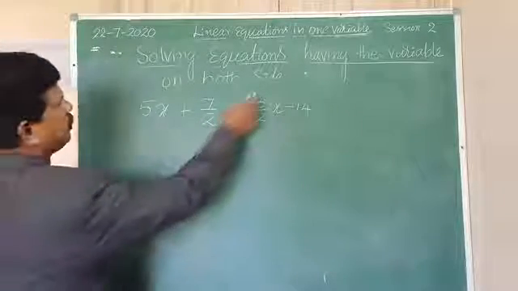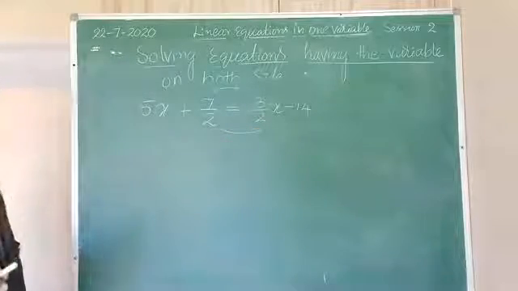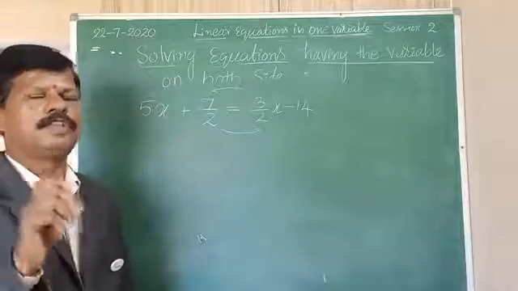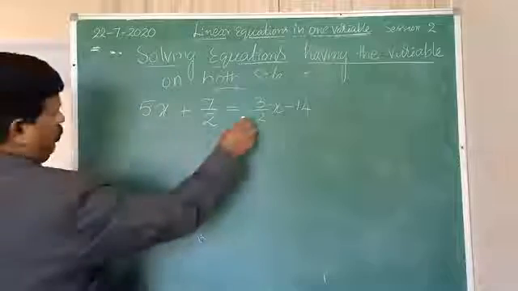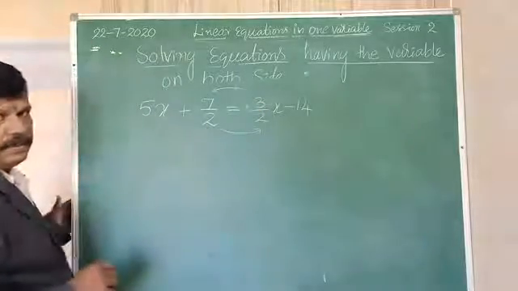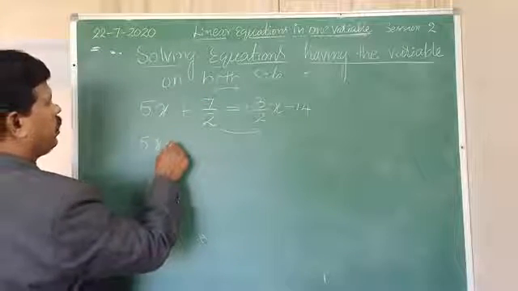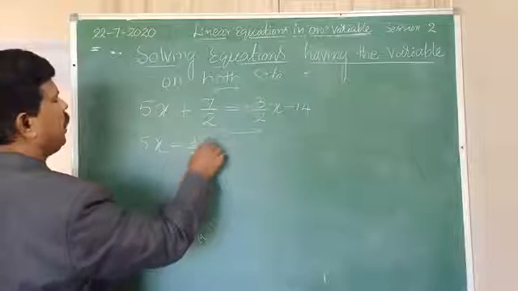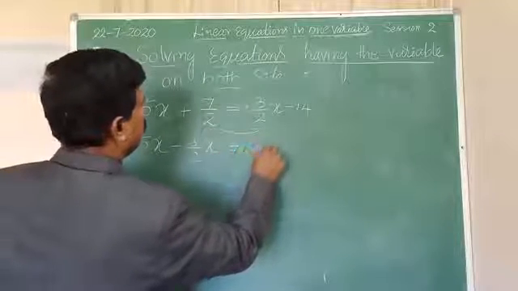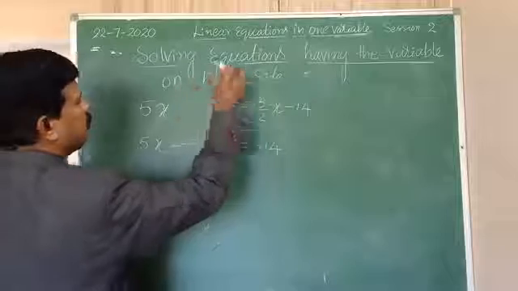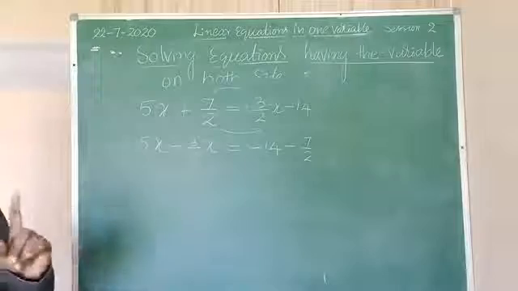Now first shift this variable to this side and this to this side. Take the pencil and mark which term you are shifting from which side to which side. Now here remember the sign. Now when you shift 3 by 2 x to this side, it becomes minus 3 by 2 x. And this plus 7 by 2 becomes minus 7 by 2. So this is the first step.